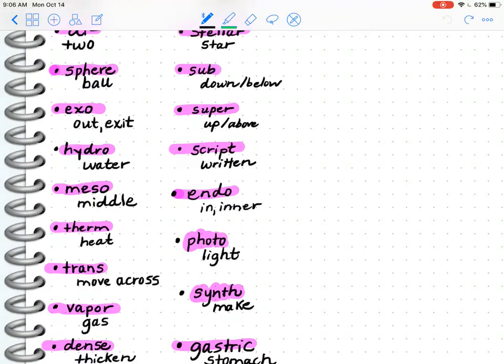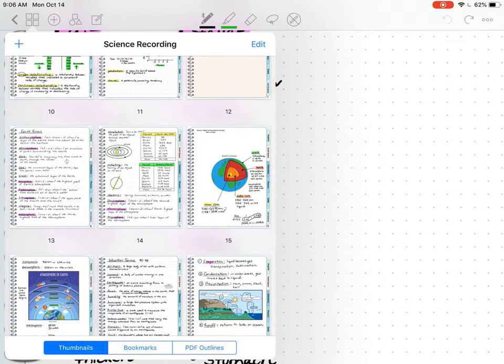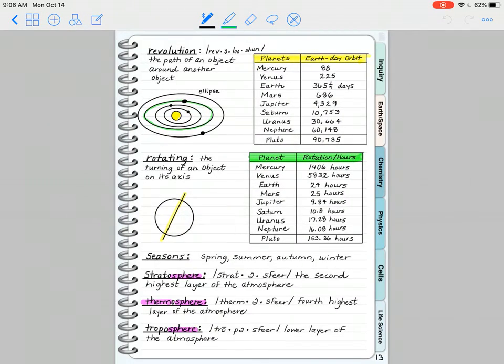Okay, that brings us to the end of the earth science terms. The next thing will be the diagram of the earth, which will help you to see these terms in a visual form. That always helped me.